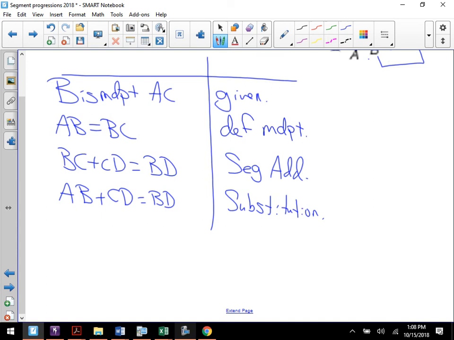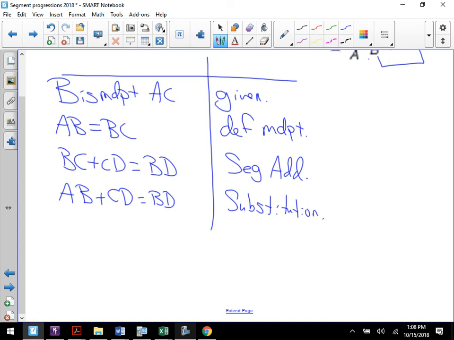Substitution. Have you proved what they wanted you to prove? Yes. It's quite literally that straightforward. You use the definition that they give you. You might have to come up with one extra step on your own, which all we had to do was come up with that segment addition part, and everything else falls into place.